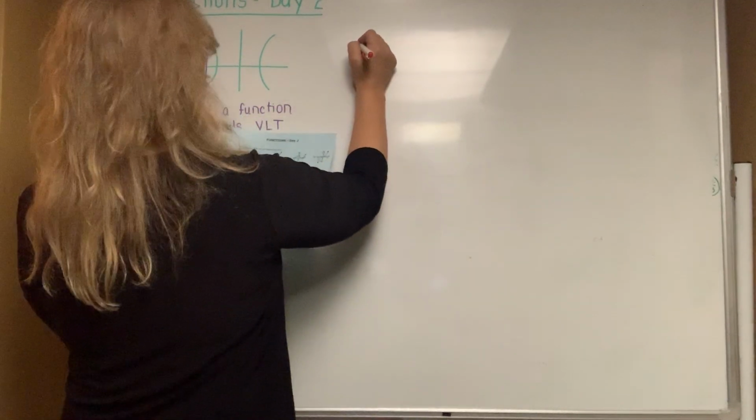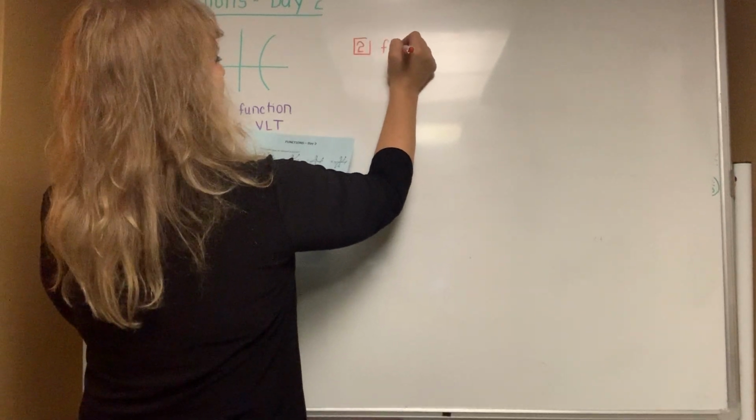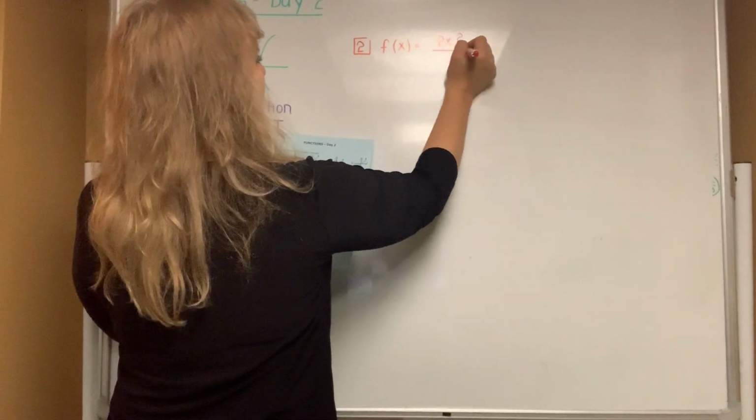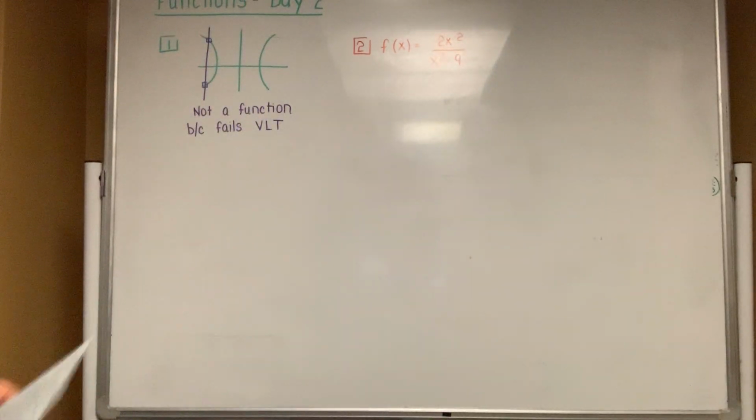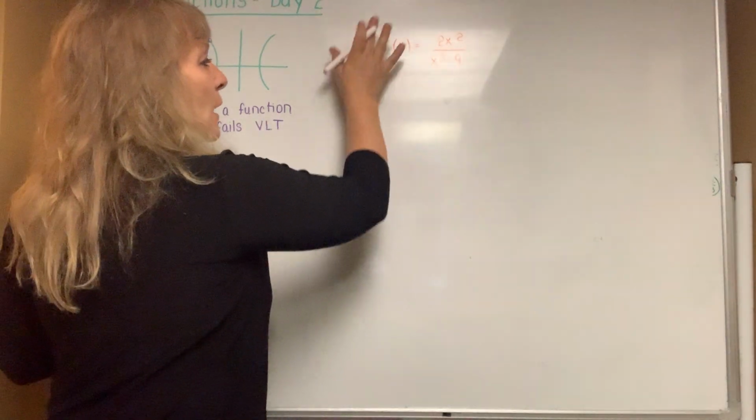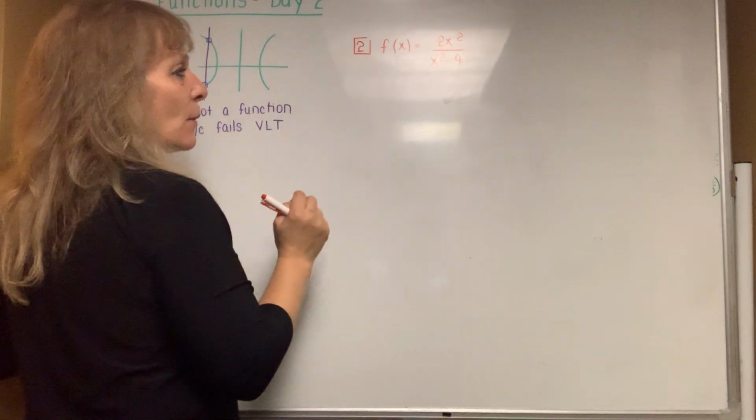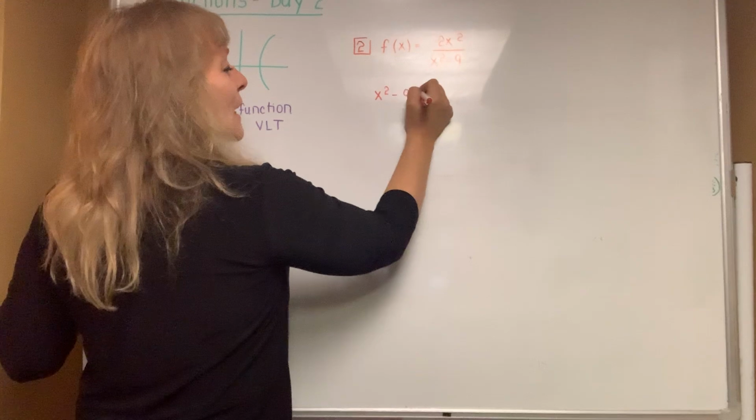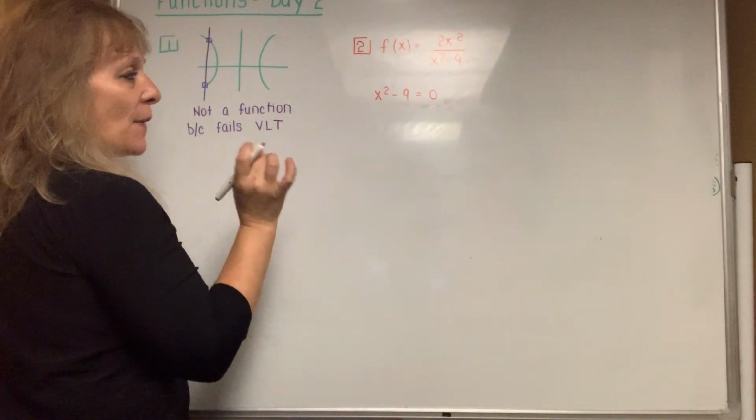All right, questions number 2, 3, and 4 are all under the same exact category. Question number 2, you're given a function f of x is equal to 2x squared divided by x squared minus 9, and I'm asking for the domain of f of x. In order to figure out the domain, you have to look at the fraction and know that you're not allowed to divide by 0. So anytime your denominator is going to equal 0, you have to exclude those values.